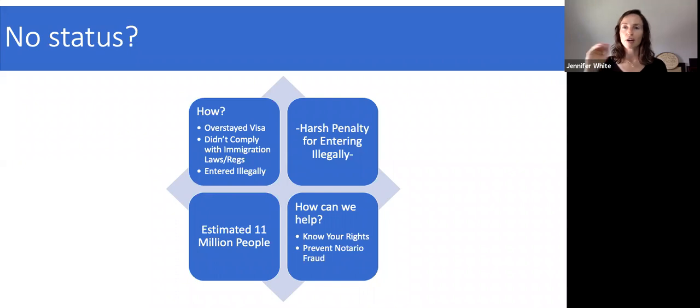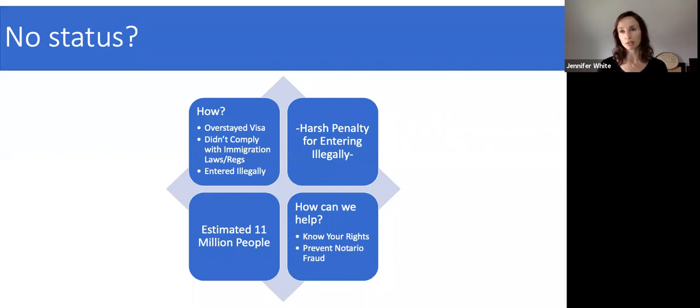So let's start out with that bottom rung, no status. How do people find themselves in the US without status? Well, there's a couple different ways. One, folks overstay their visa. Visas in general are finite, so they are set for a certain period of time. And if someone stays past the expiration date of their visa, then they're an overstay, we call them. They overstayed their visa. It could also be that the person didn't comply with immigration laws and regulations and they lost their status. Or it could be that the person entered illegally and just never had status.